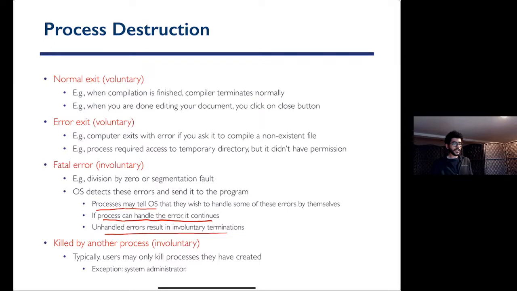And then finally, you could be killed by another process. That would also be involuntary. So somebody could send a kill signal to kill your process. And you usually don't want one user, like user X, to be able to kill user Y's processes. Usually the operating system guards against that.